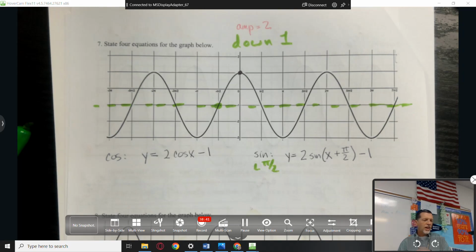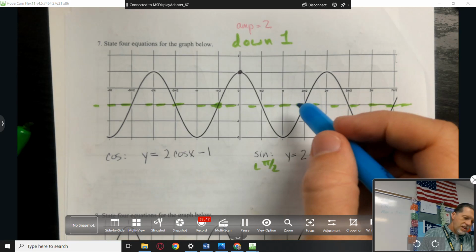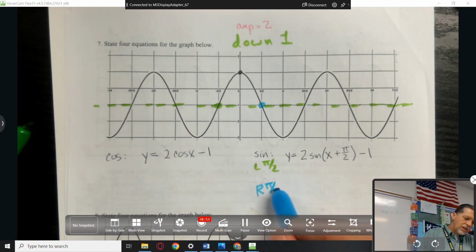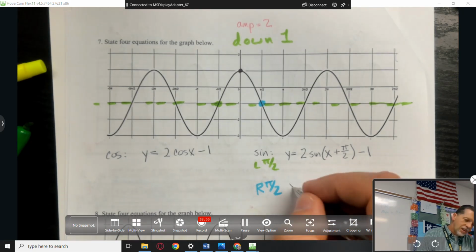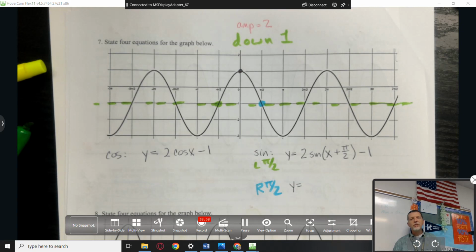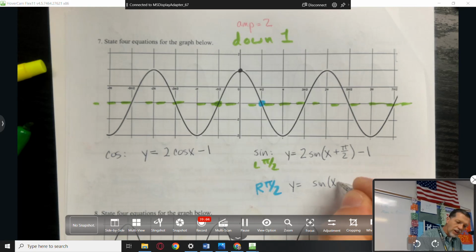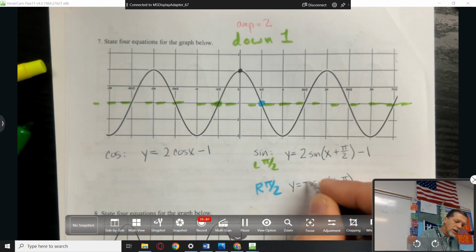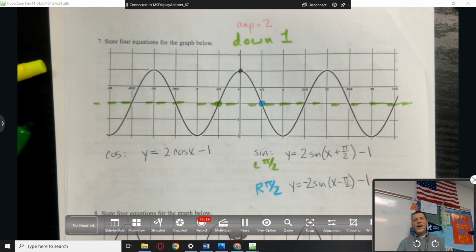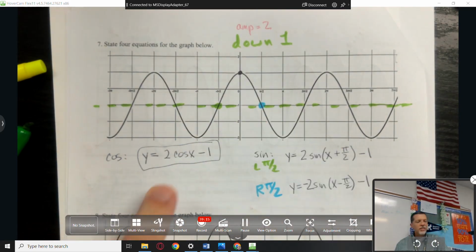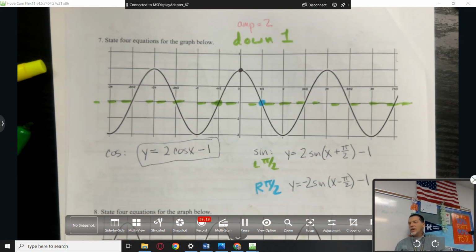Are there other places I could have said it started? Okay, we're going to be tricky if we go to positive pi over 2. If we go right pi over 2. So what's different if we want to start at right pi over 2? It's flipped. So I can go x minus pi over 2, but it's flipped, so negative 2. Now, if you get to pick one, you're probably going to pick this one. But this is to illustrate that there's an infinite number of ways to describe that graph.